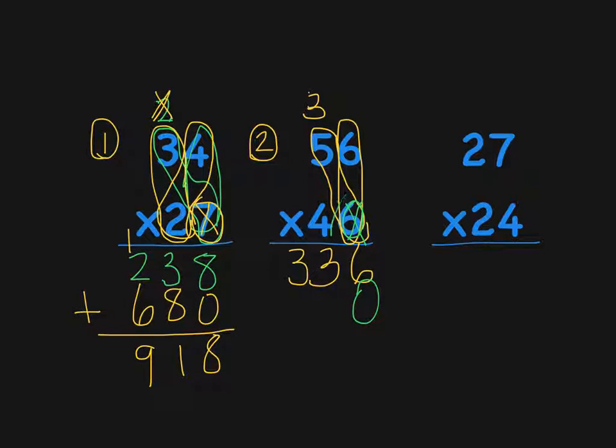So now I'm ready to multiply in the tens place. So 4 times 6 is 24. Put down the 4, and put the 2 up. And 5 times 4 is 20. Plus 2 is 21. 22.